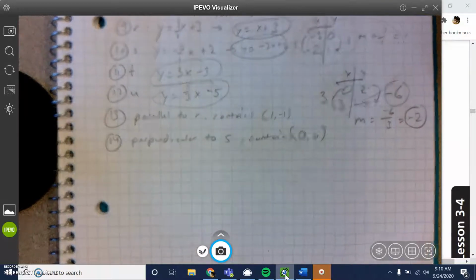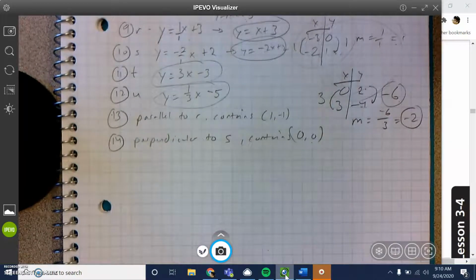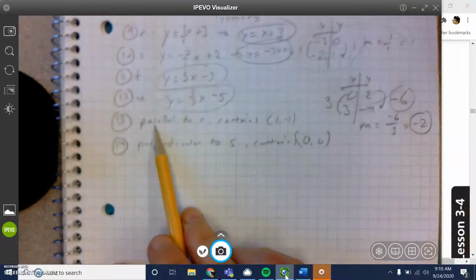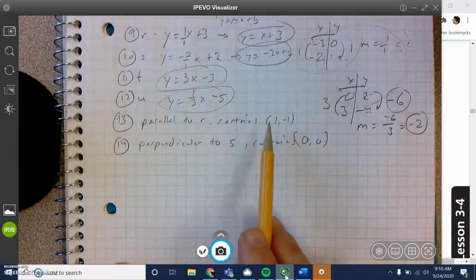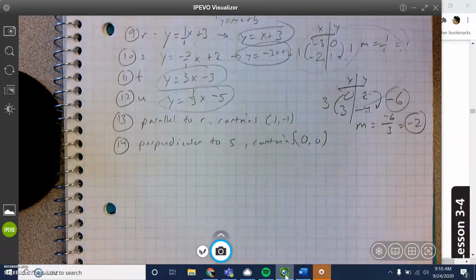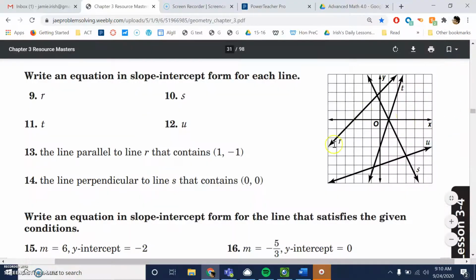Hopefully you got those right. Because now we're going to get to number 13 and 14. Here's where it gets a little tricky. Okay, so I want to write a line that's parallel to R and contains 1, negative 1. So if I'm looking at the graph, R is this. So we talked about parallel lines. So 1, negative 1. So I want a parallel line to this. So it looks like that. Okay.